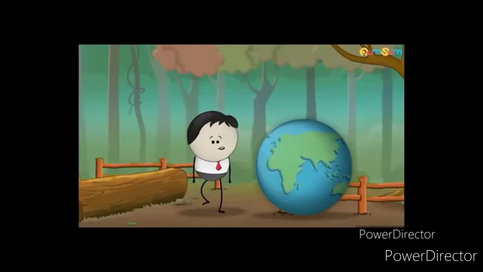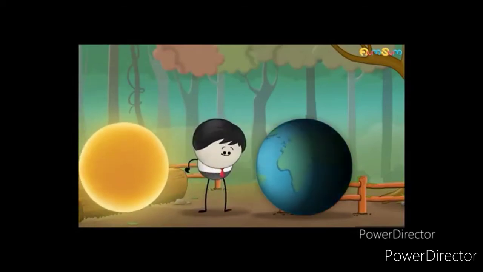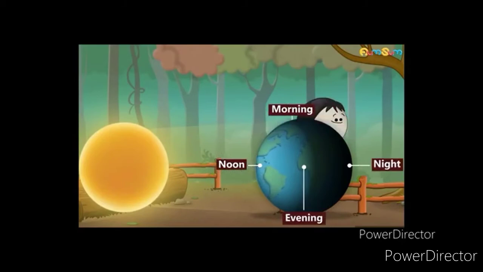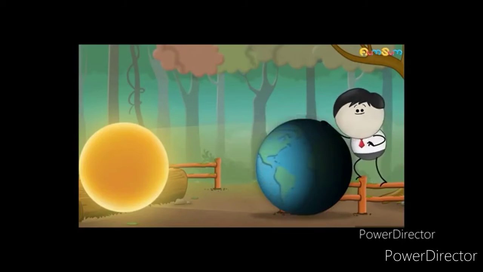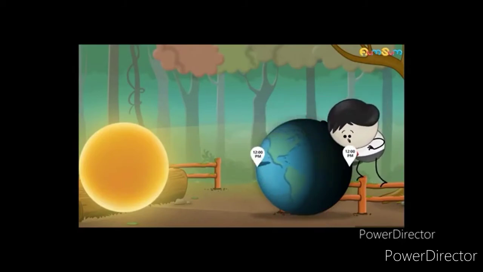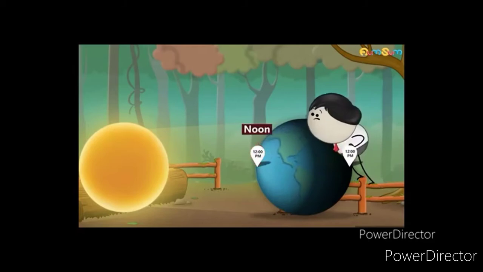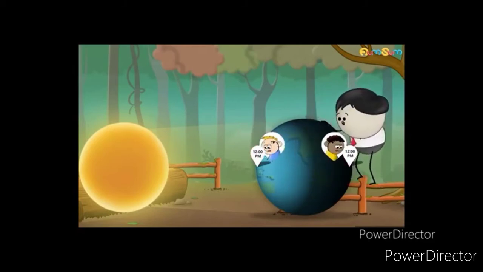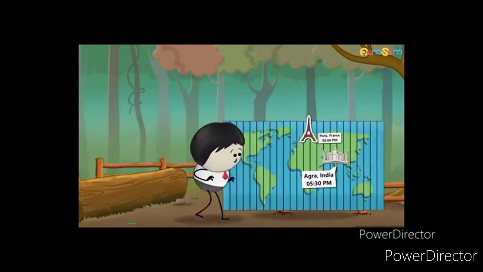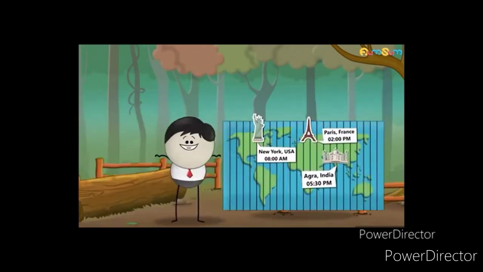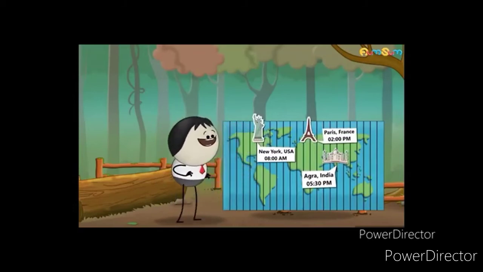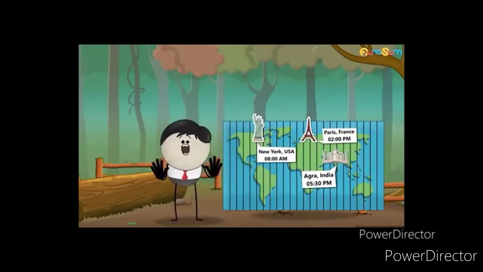Okay children, tell me one thing. If you start traveling from India to New York on Tuesday and your flight takes off at 9:30 p.m., at what time would you reach New York after a 12 hour journey? Children, it would be Tuesday again, and time would be 9:40 p.m. and the date would be the same.